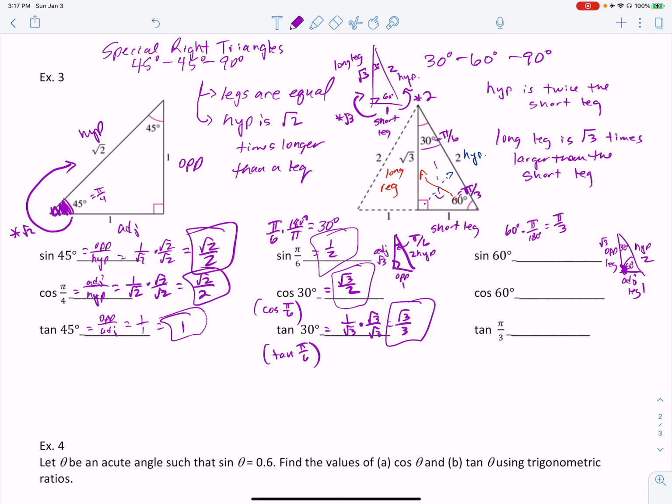And so for the sine of 60, sine is opposite over hypotenuse. If I said that wrong earlier, I'm sorry. Sine is opposite over hypotenuse, and that's going to be root 3 over 2. And that's your sine of 60. Your cosine of 60 degrees is adjacent over hypotenuse, which is going to be 1/2.